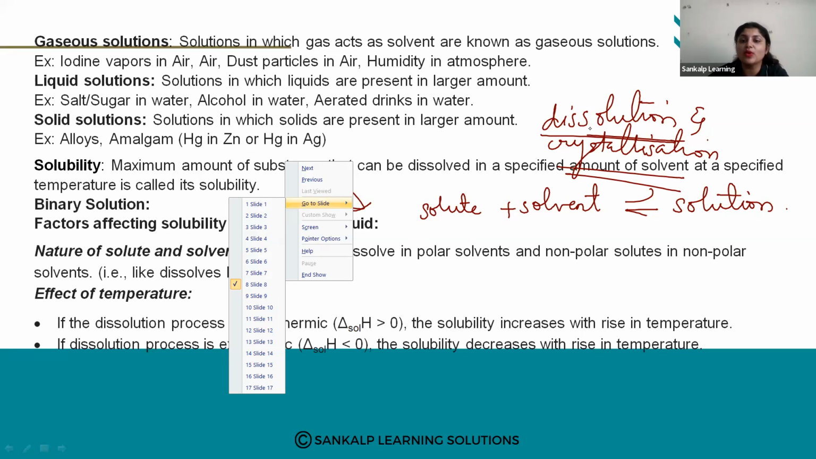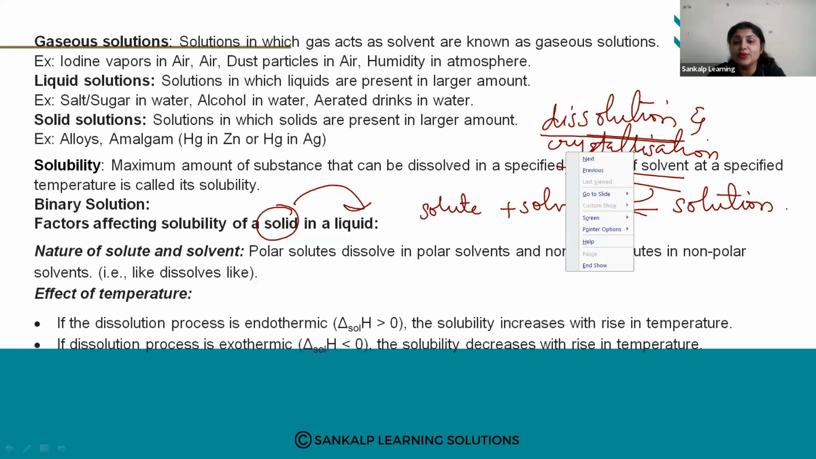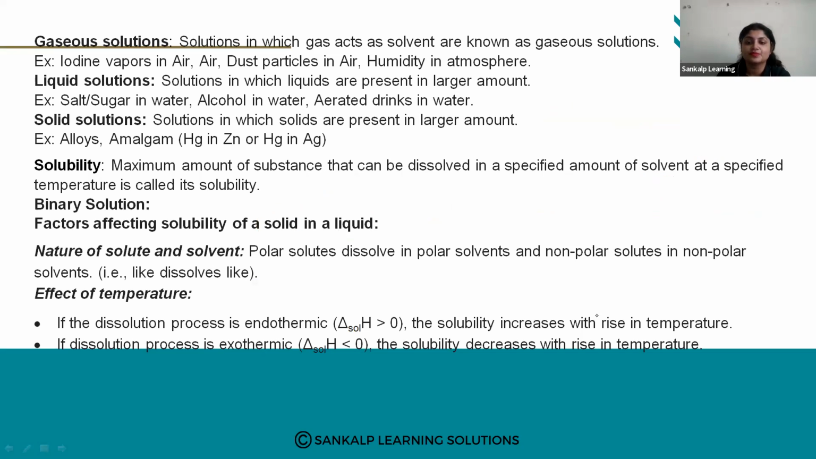What you need to remember: what is dissolution, what is crystallization, what is solubility, and what is a saturated solution. Saturated solution means your solid solute is there, and no more solute particles get dissolved in the solution. That is the maximum amount of solute dissolved in a given amount of solvent at a specific temperature. Then it is called a saturated solution. So this is about the solubility of a solid in a liquid.